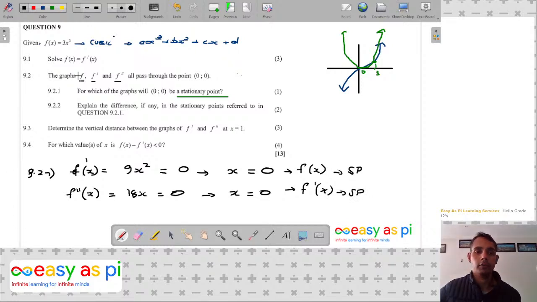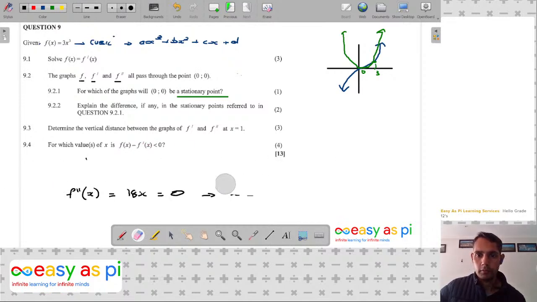of the green graph. Now, it all passes through the points, but remember in this case, if I find the third derivative, I just get 0. Oh, sorry, I just get 18, a constant, which means that that is not a stationary point. So that's my answer for 9.2.1. Okay, that's how I know. Let's remove this and go to the next part.